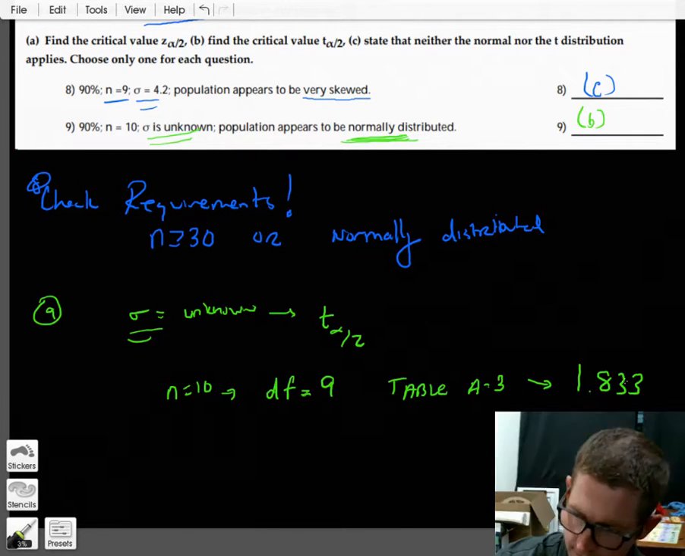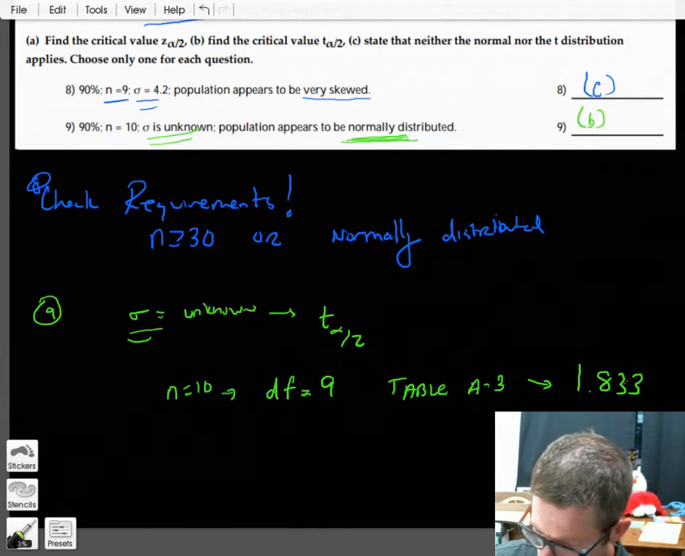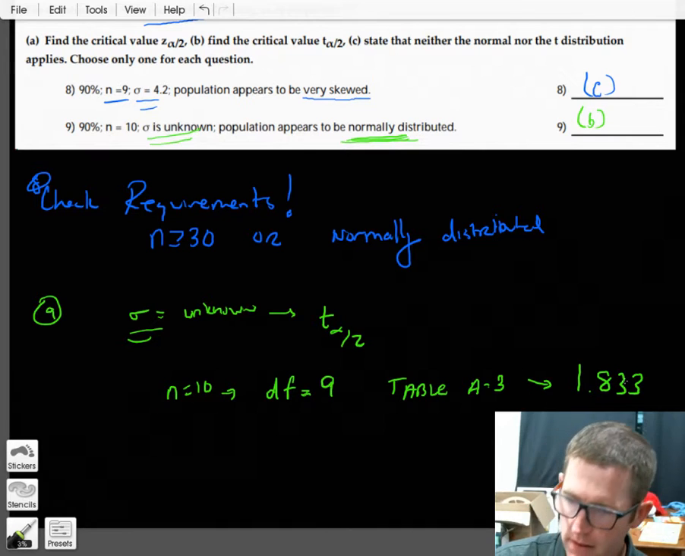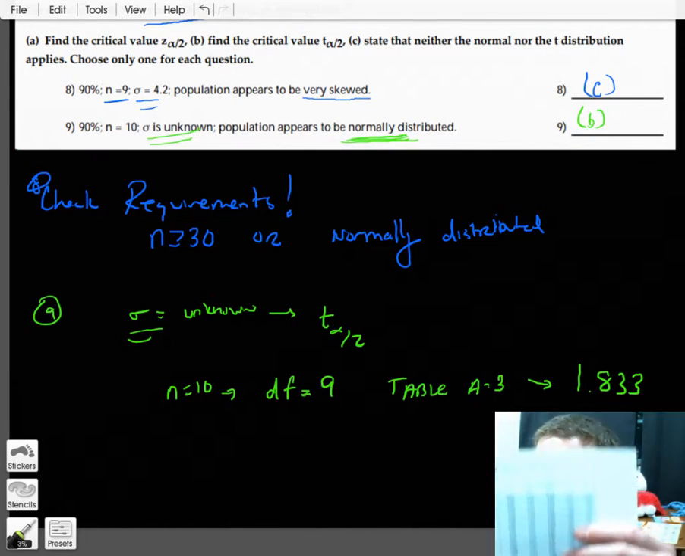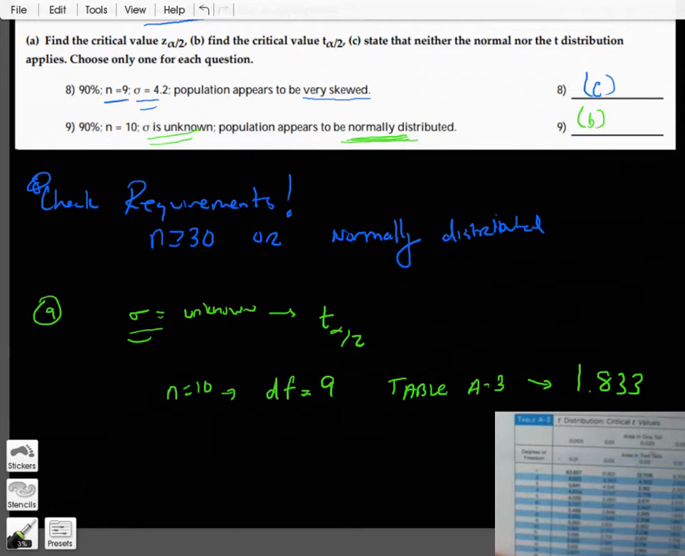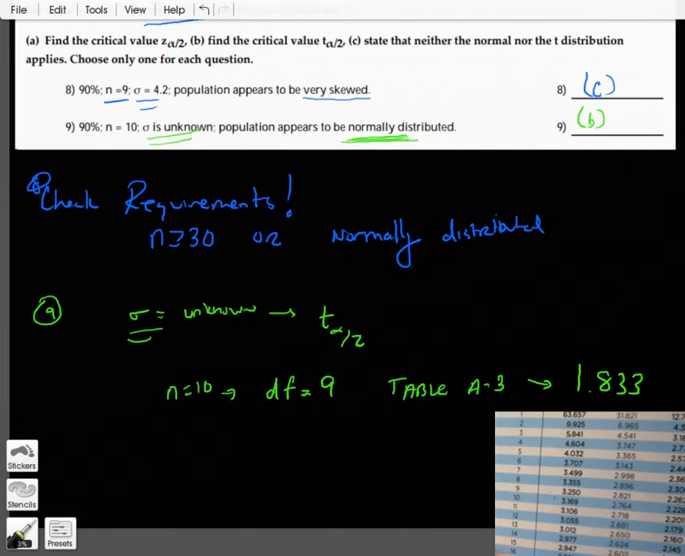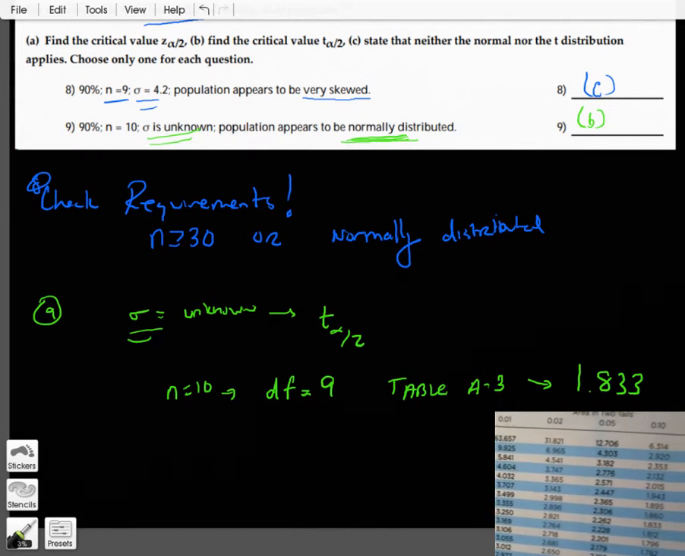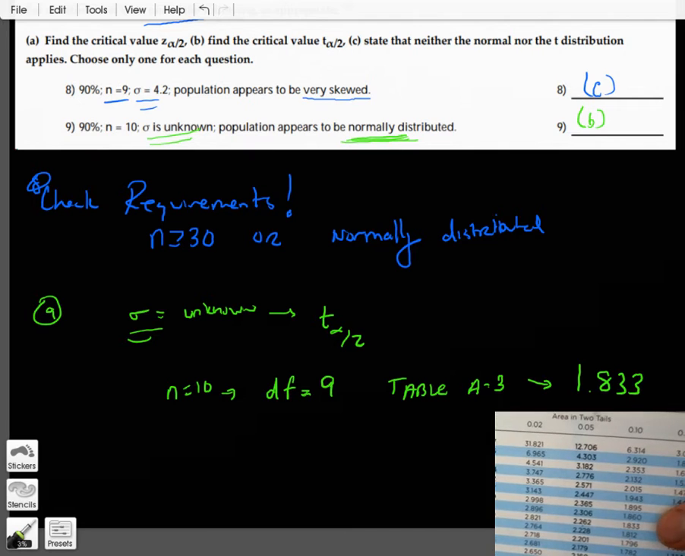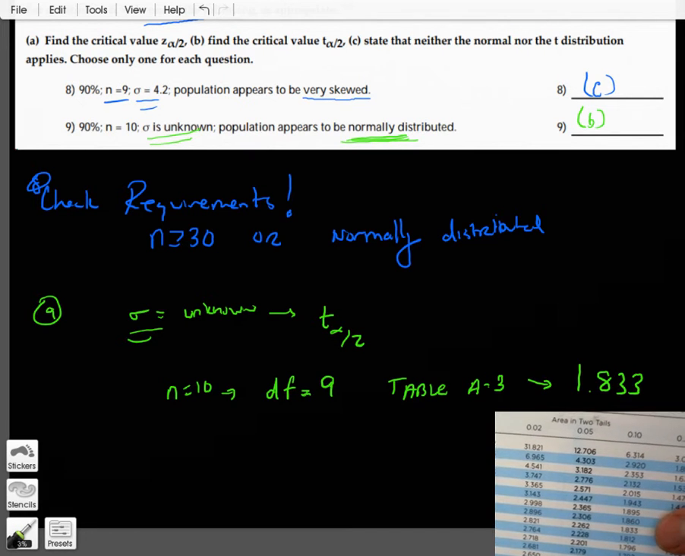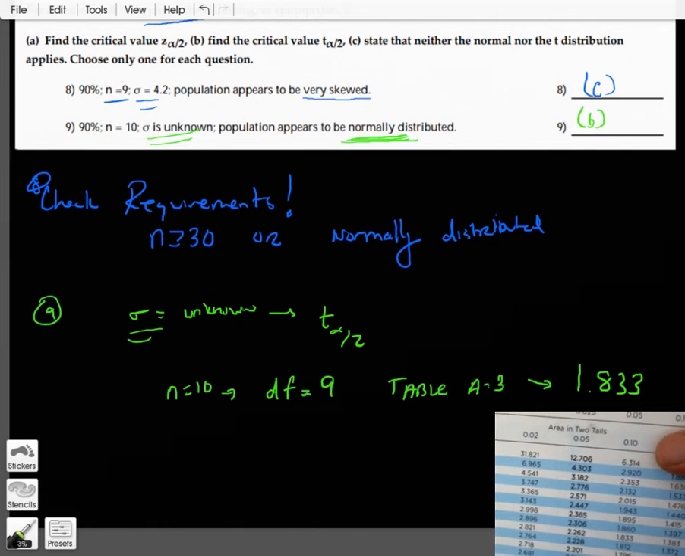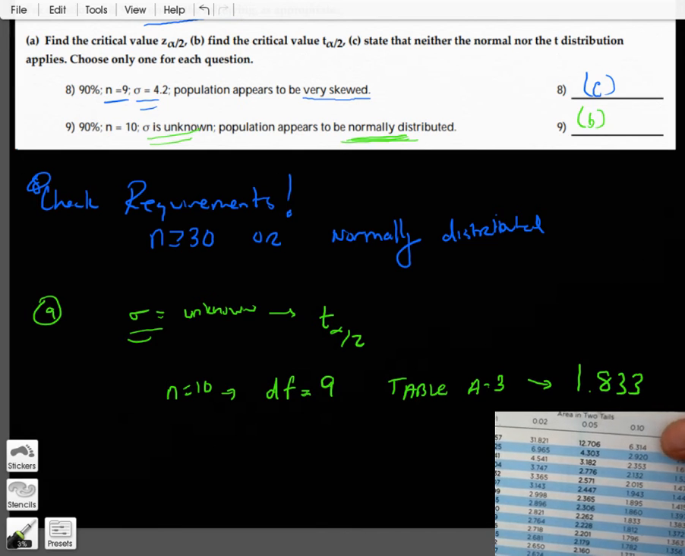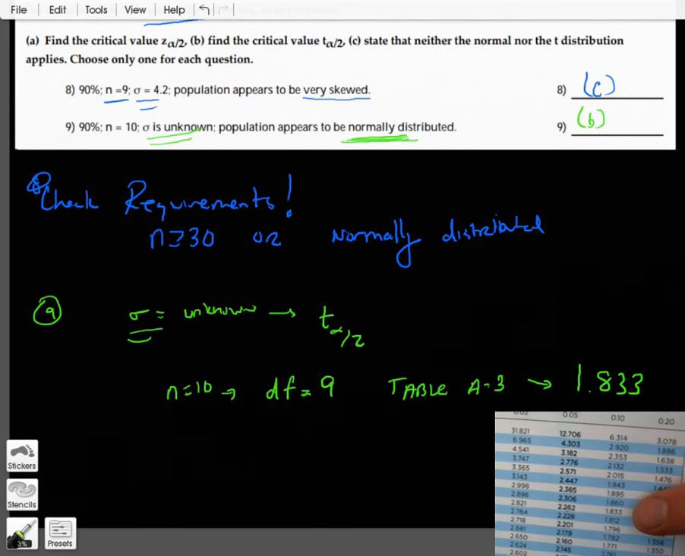Let's get a good picture of that. Okay, let's make sure we're here. So we go to table A3. We go down to 9 degrees of freedom, and we go over to two-tailed area of 0.1. How do I know it's 0.1 in two tails? Because it's a 90% confidence level. That means 10% is left. So I go down to 9 degrees of freedom, 1.833.